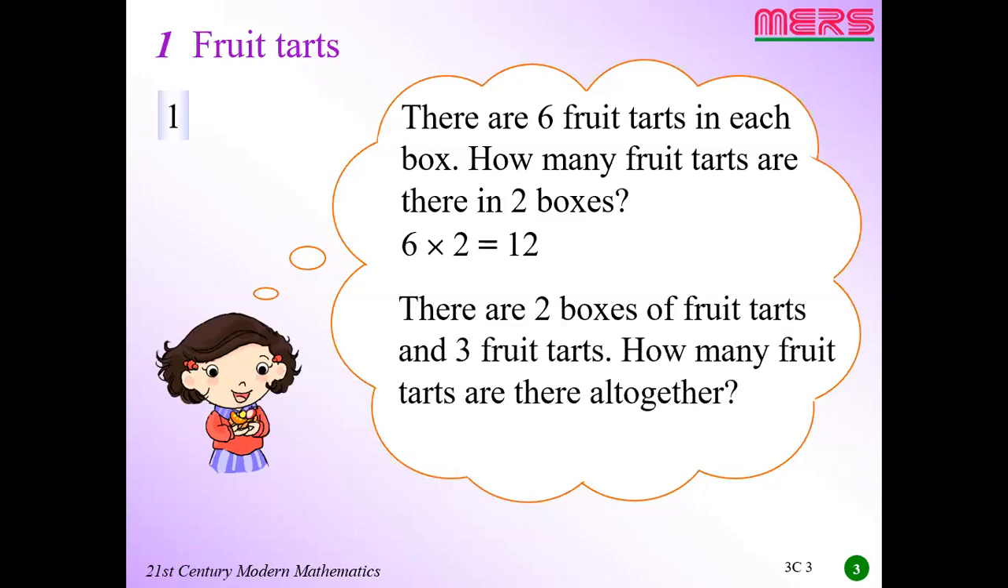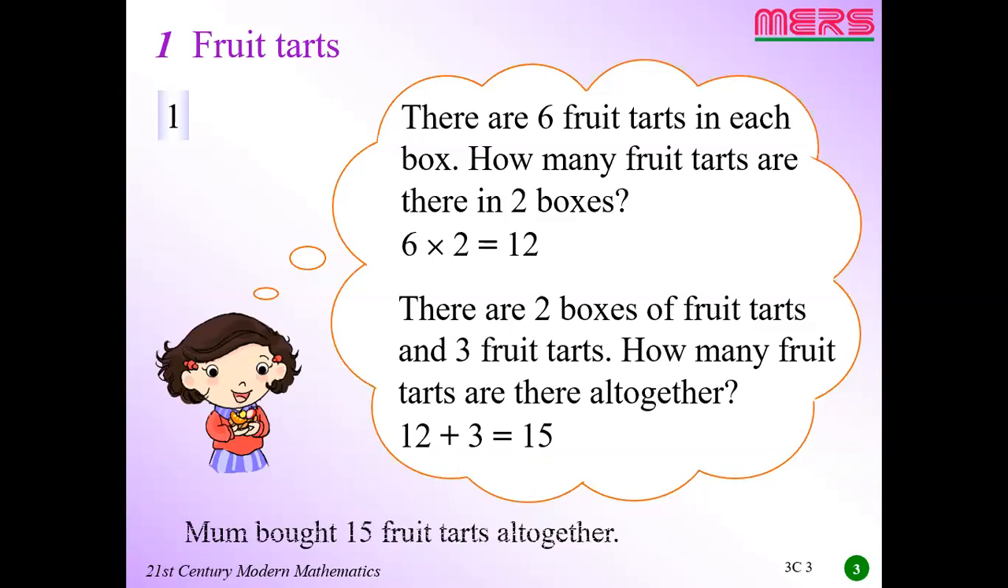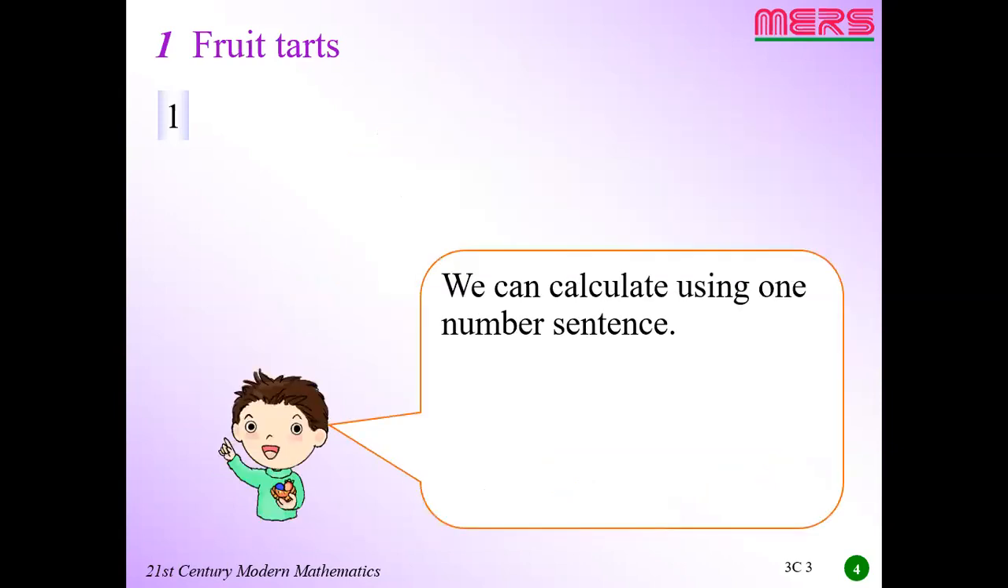Another question, there are 2 boxes of fruit tarts and 3 more. How many fruit tarts are there altogether? So this time we use addition. The answer will be 15. So for this one, Mom has bought 15 fruit tarts altogether.